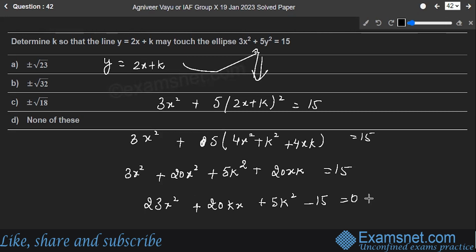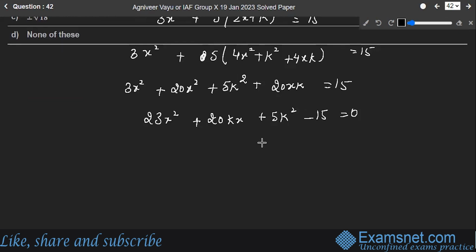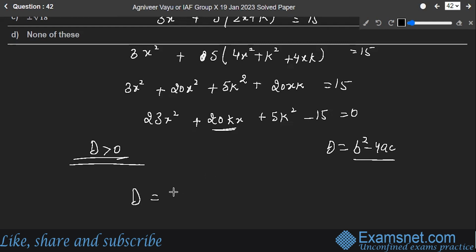Now, this is a quadratic equation, right? And moreover, what you have to find, you have to have a real value. And for having the real value, the discriminant should always be greater than or equal to 0, right? The discriminant is given by b squared minus 4ac. This is the formula of the discriminant. And what is b? This is the coefficient of x. That means discriminant is equal to (20k) squared minus 4 into a, which is 23, and c, which is 5k squared minus 15.